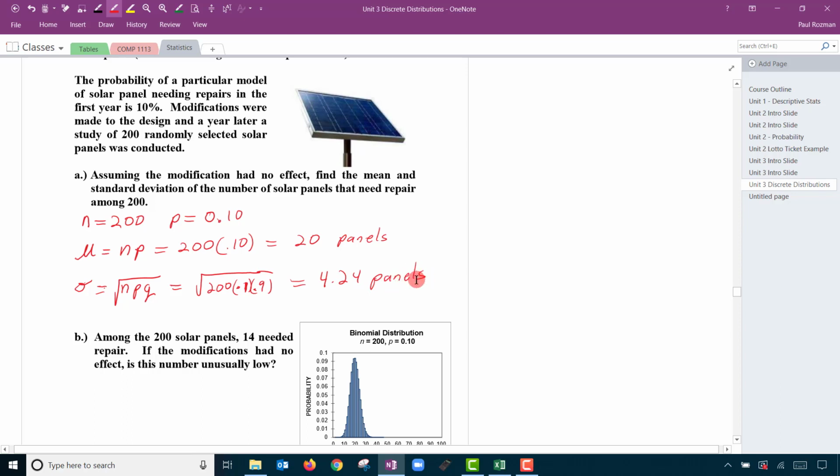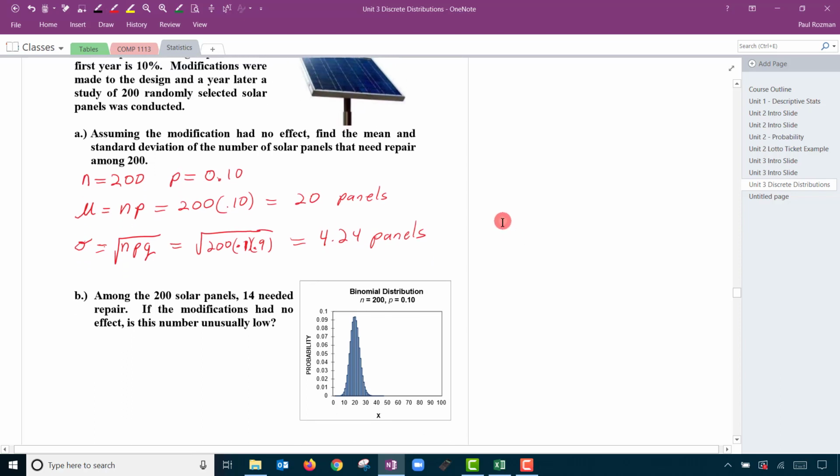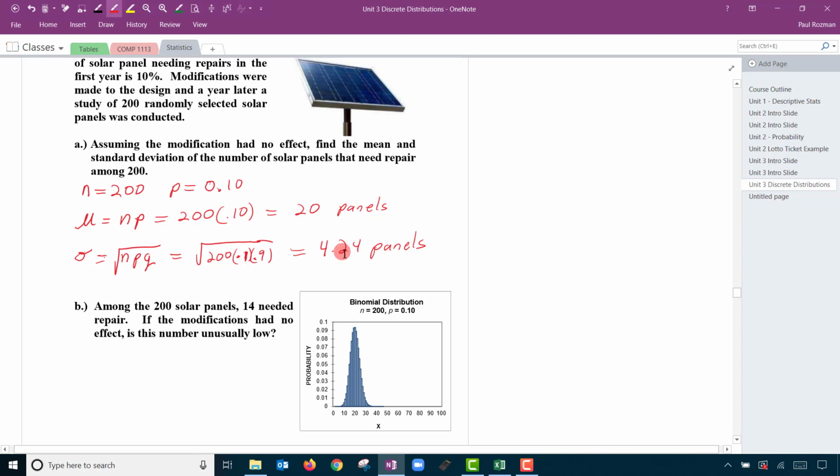I guess defective panels. These are the numbers that we would have expected before we made any modifications, because we don't know the defective rate yet. We haven't studied our 200 panels. We just randomly selected them. We don't know if they broke or not yet.